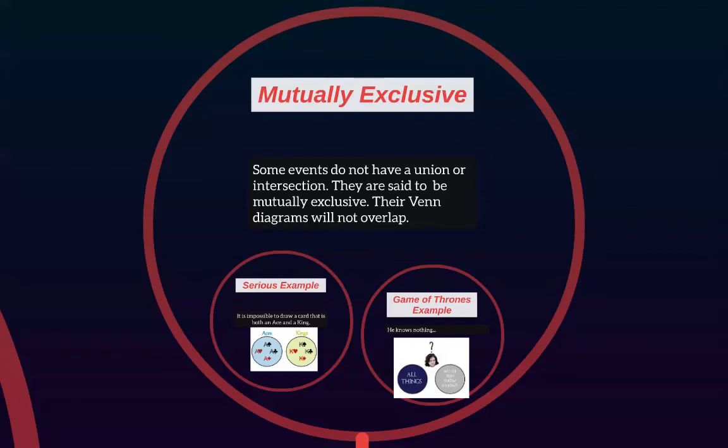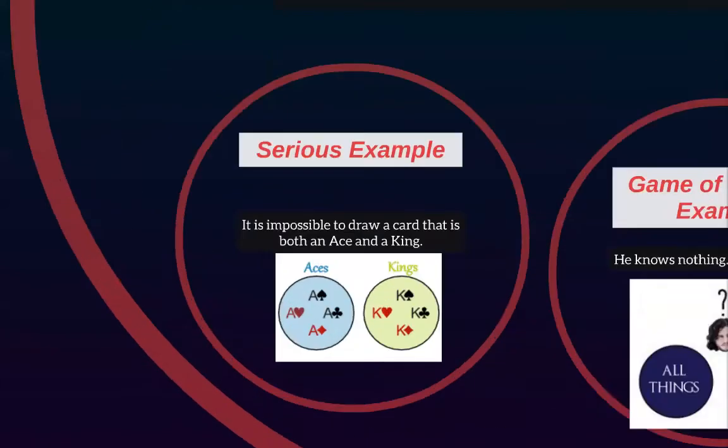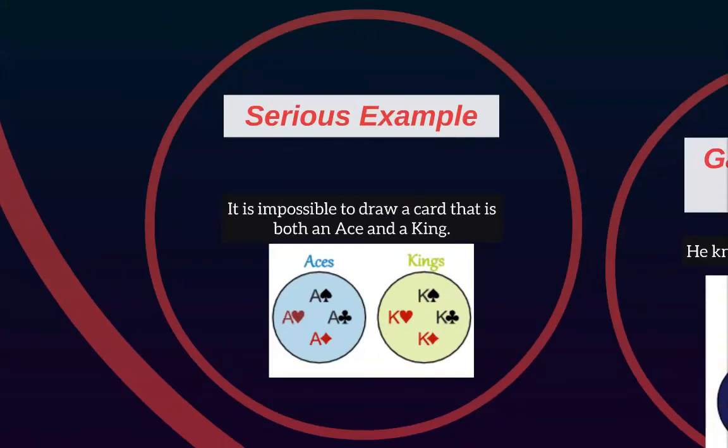Two events can be mutually exclusive, where they have no intersection. If you made a Venn diagram, the circles would not overlap. Here's a legitimate example. If I told you to draw a card that is an ace and a king, well, that card doesn't exist, so you have 0% chance of drawing that.